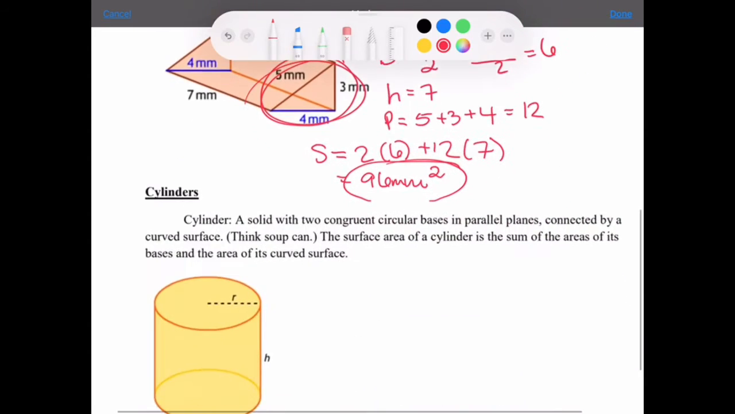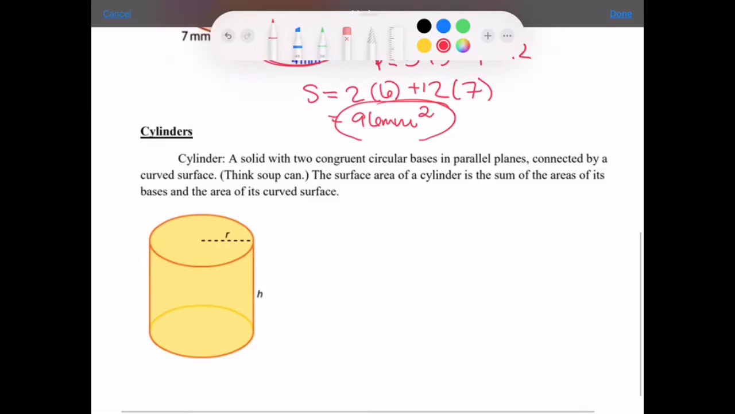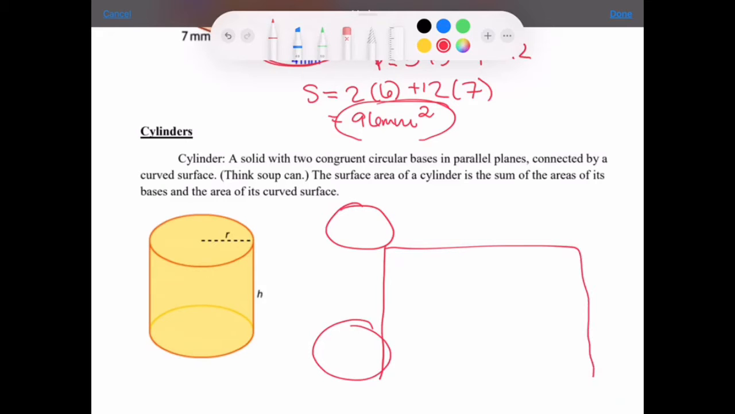Okay, moving on. Cylinders. A cylinder is a solid with two congruent circular bases in parallel planes connected by a curved surface, similar to a soup can. The surface area of a cylinder is the sum of the areas of its bases and the area of its curved surface. So imagine, if I were to break this down, we'd have two circles, right? And then a rectangle that wraps around. So that's the shape that we're working with as three separate shapes to find the area.